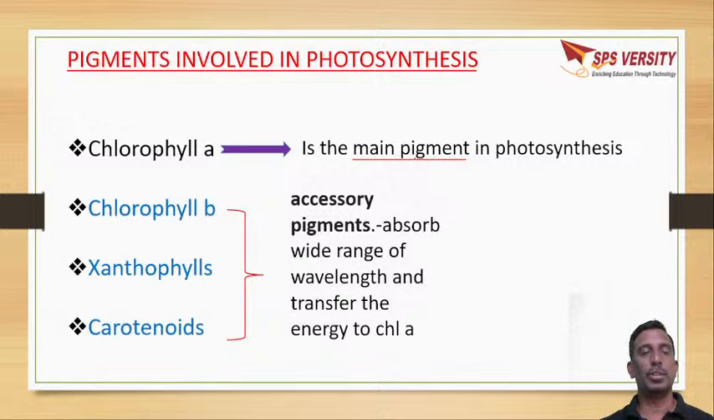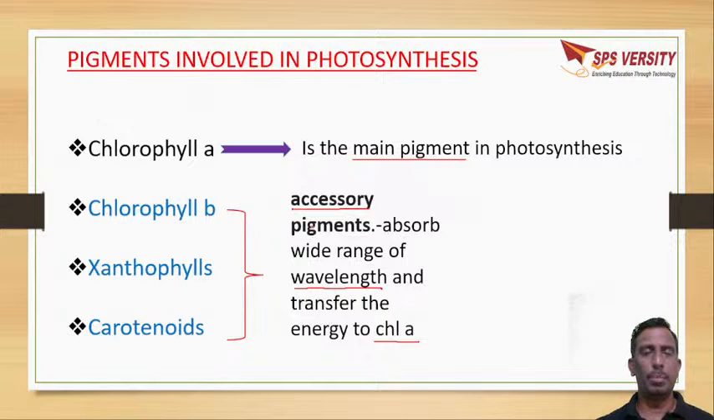The other pigments are called accessory pigments. What is the meaning of accessory? Accessory means they are not directly involved in photosynthesis, but they help photosynthesis. They absorb a wide range of wavelengths of light and transfer it to chlorophyll A. So chlorophyll A will play the major role, and accessory pigments will transfer the light to chlorophyll A.